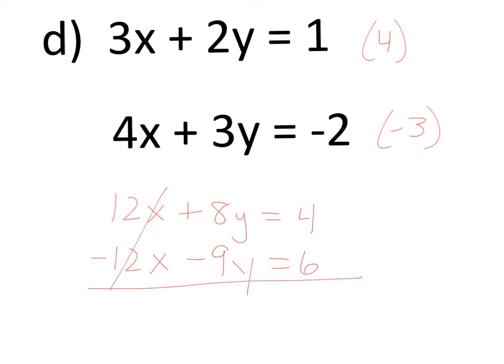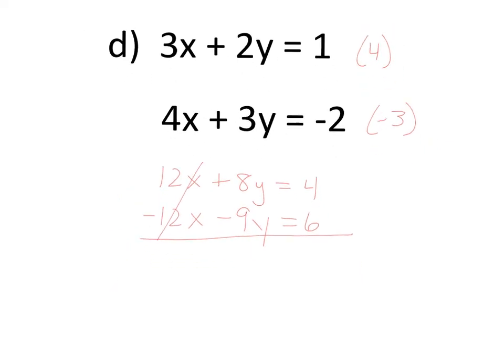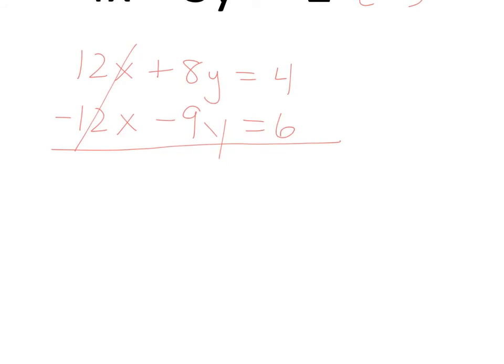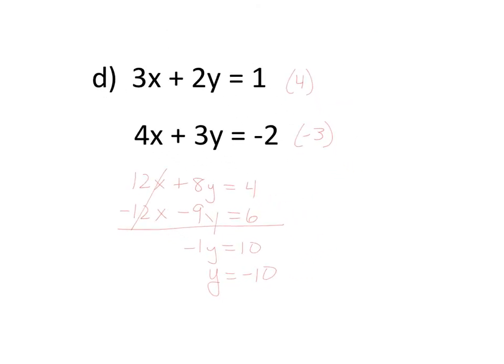So the 12x's will cancel. And I'm going to get negative 1y equals 10. So y will equal negative 10 when I divide. Again, you can plug it back in to either the red equations or come back up here to black. I'm going to use black. The numbers are smaller and I think it's a little easier to work with. So I'm going to take this negative 10 and plug it in right there.